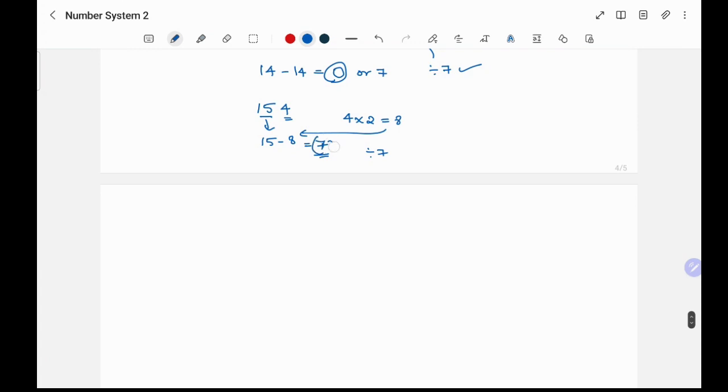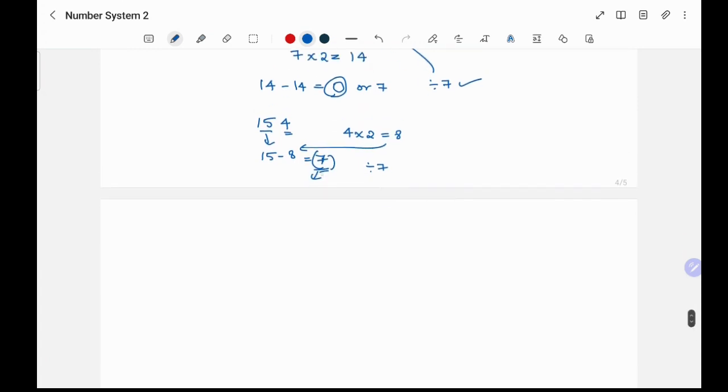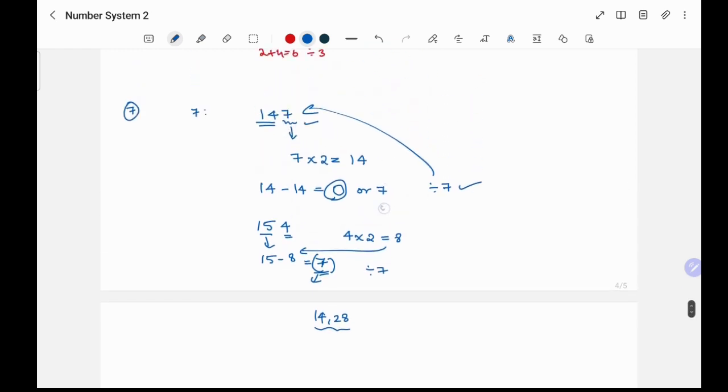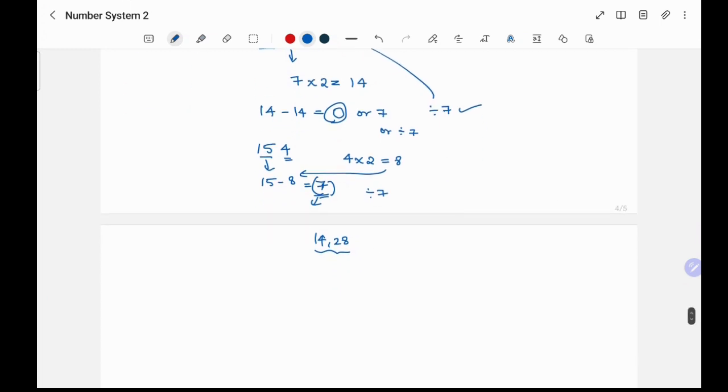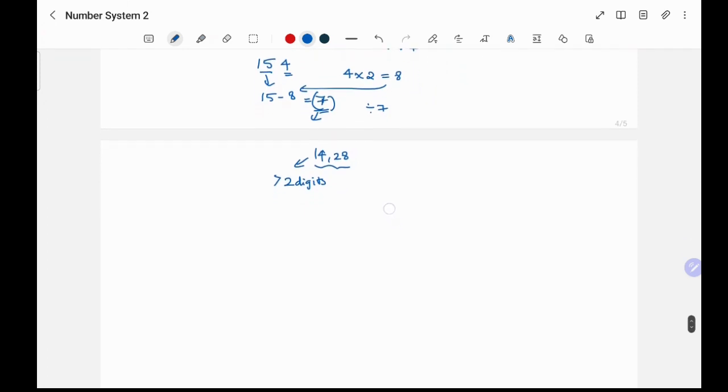Suppose this number is not 7, but also possibly 14, 28, or some other bigger number. When you get a bigger number, if it is a two digit number, it is straightforward. If it is divisible by 7, then it is divisible by 7. Suppose the number is so big that it has more than two digits, then you again repeat the same procedure.